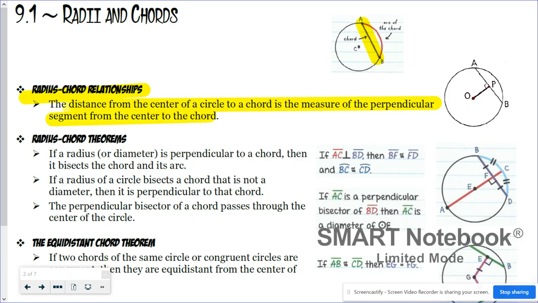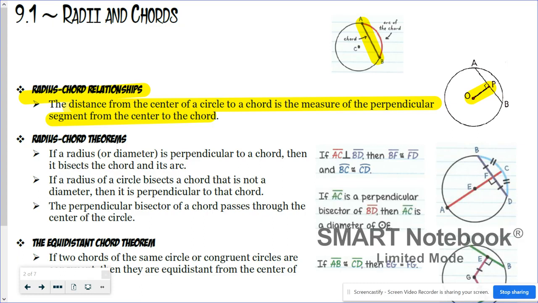If you look at this diagram over here on the right, we're talking about the segment OP. OP is that perpendicular segment from the center to the chord. Recall that perpendicular means that where these two segments meet, they create a right angle, and knowing that is going to help us apply these two theorems.